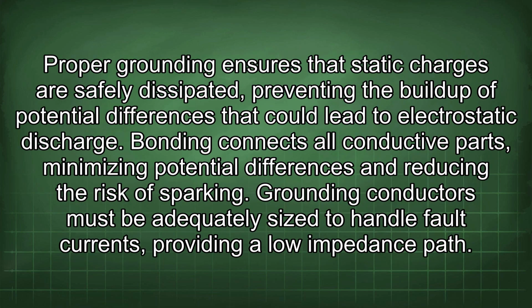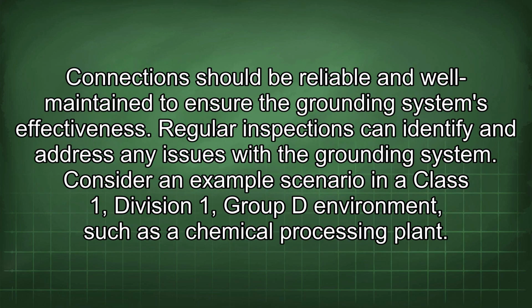Proper grounding ensures that static charges are safely dissipated, preventing the build-up of potential differences that could lead to electrostatic discharge. Bonding connects all conductive parts, minimizing potential differences and reducing the risk of sparking. Grounding conductors must be adequately sized to handle fault currents, providing a low impedance path. Connections should be reliable and well maintained to ensure the grounding system's effectiveness. Regular inspections can identify and address any issues with the grounding system.